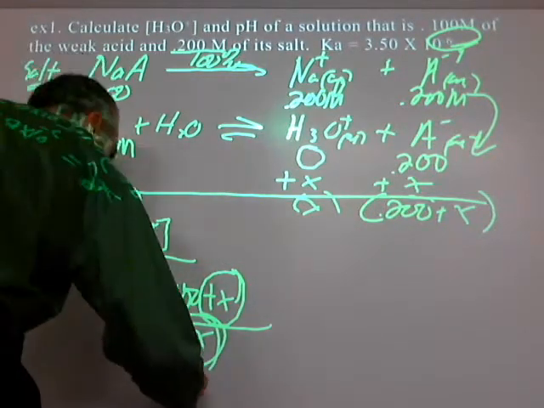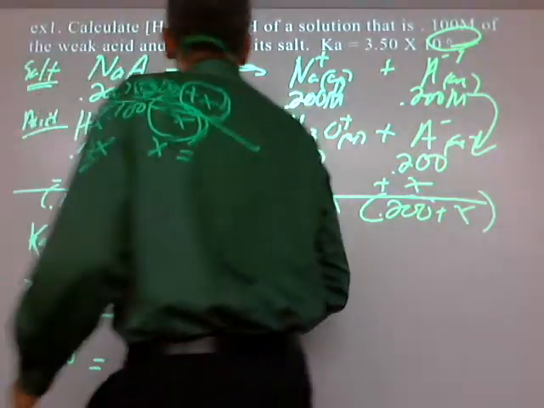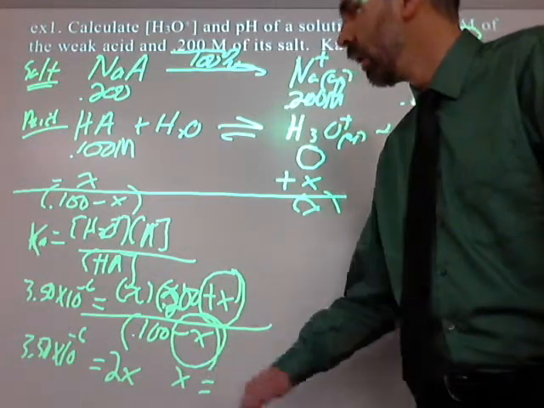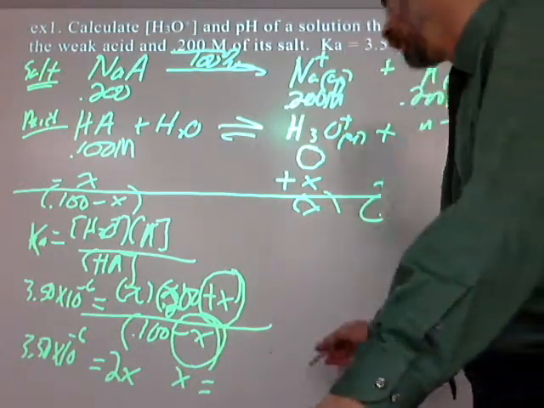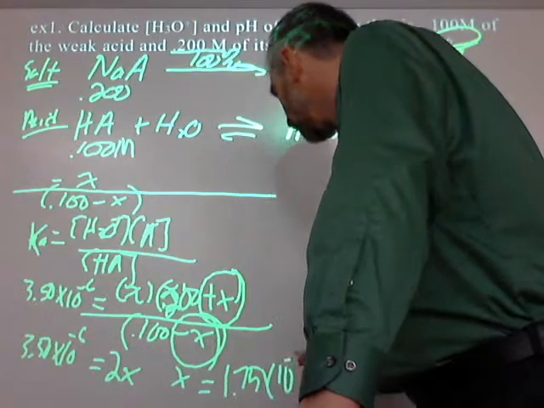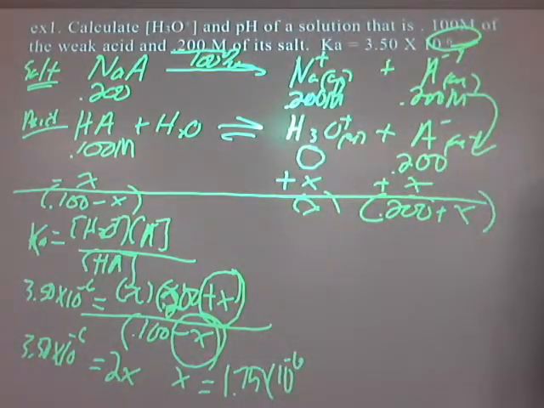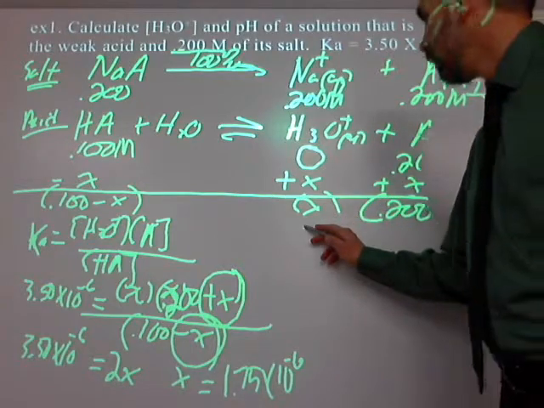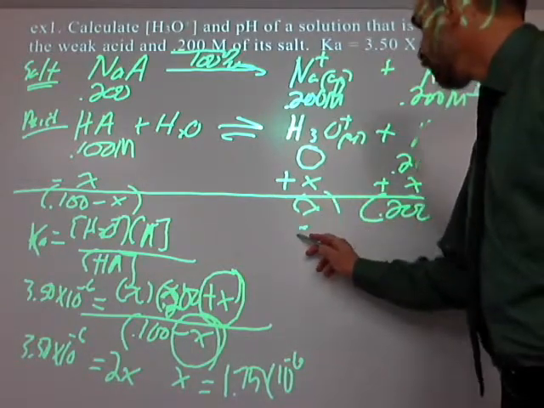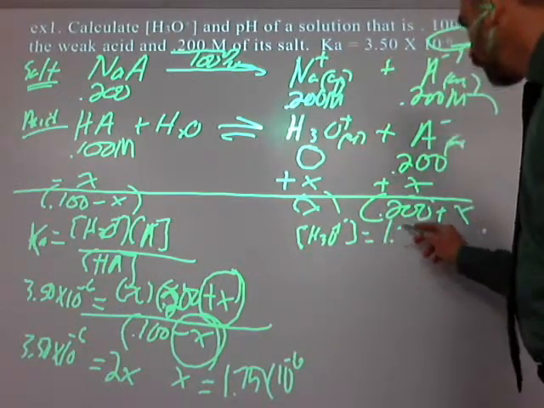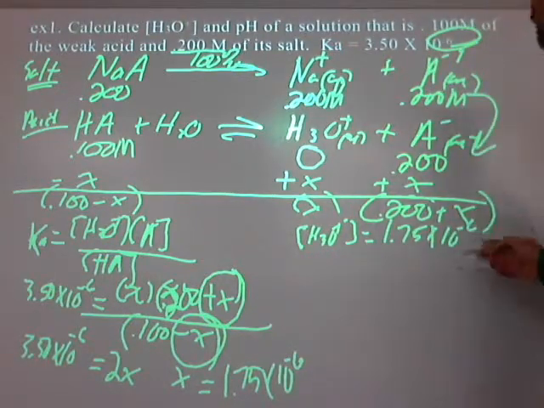What does x come out to be? Do that quickly. 2x equals 3.50 times 10 to the -6 would be what? 1.75 times 10 to the -6, right? It's still -6, it didn't change, right? All right. Now that's nice. That's what x is. Which x is hydronium. So hydronium, there's my first answer, equals 1.75 times 10 to the -6.